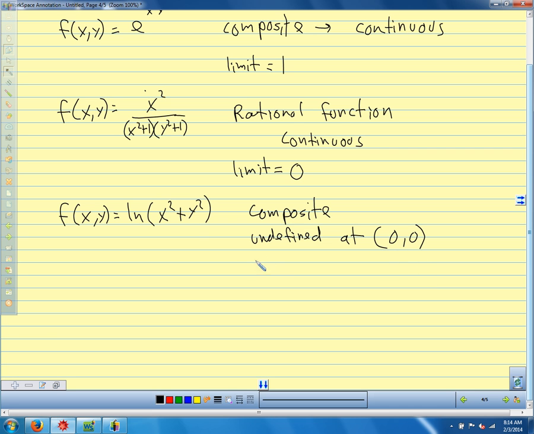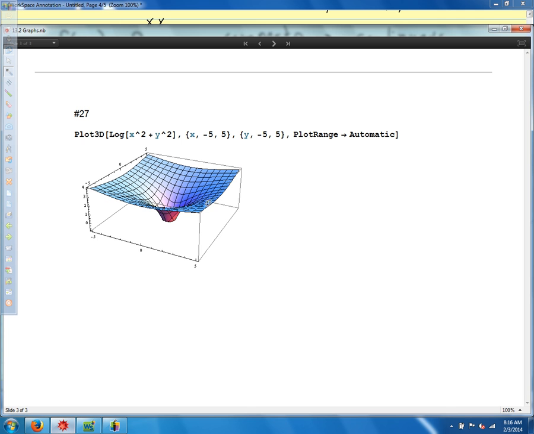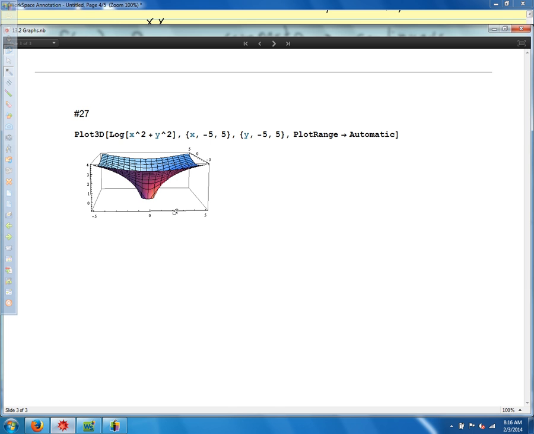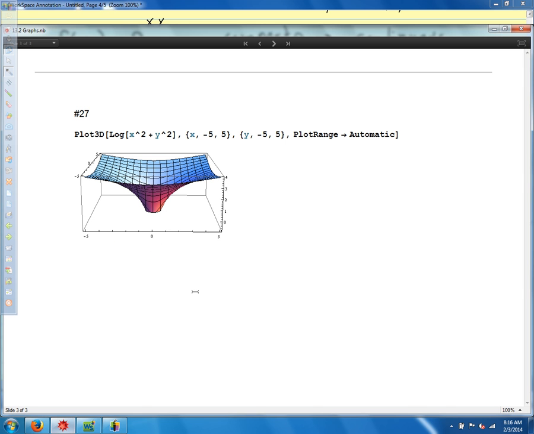And how about our limit as x and y approach 0, 0? It's undefined, it doesn't exist. Because we're discontinuous, we don't have a limit there. So let's take a look at that one. There's natural log of x squared plus y squared. As we approach 0, 0, if I kept going, we would get just this infinite funnel shape that kept going down, down, down. It's a black hole. So our limit wouldn't exist as we approach 0, 0.